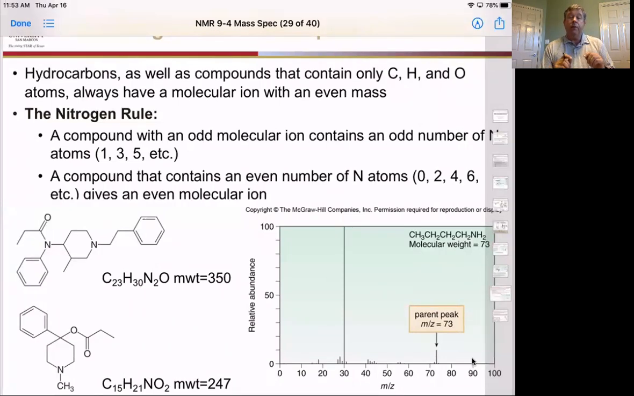Now, if you think about it, if you have two odd number atoms, so you have two of them in there, an odd times an odd equals an even. So if you have an even number of nitrogens in a compound, you will end up with an even molecular ion peak. If you have an odd number of nitrogens, you have an odd molecular ion peak. If you have an even number of nitrogens, you have an even molecular ion peak. So this is another way to tell whether you have 1, 3, 5, etc. nitrogens in a compound just by the fact that you have an odd molecular ion peak.